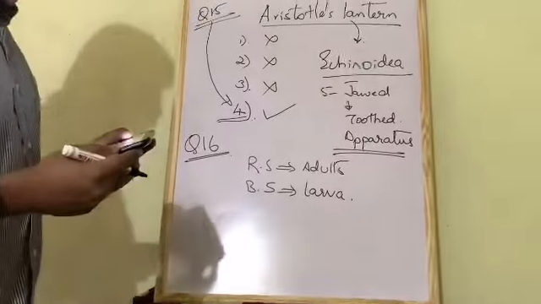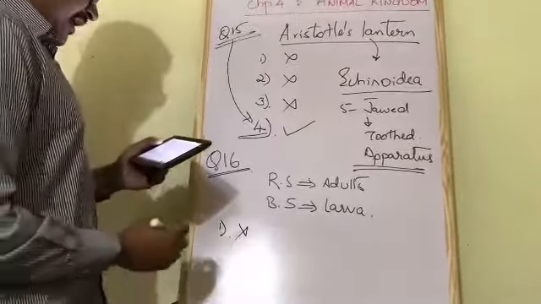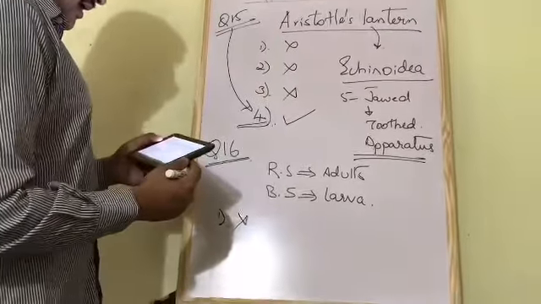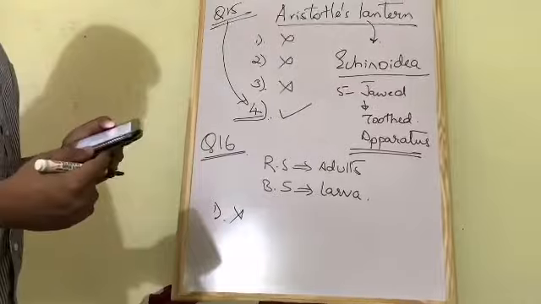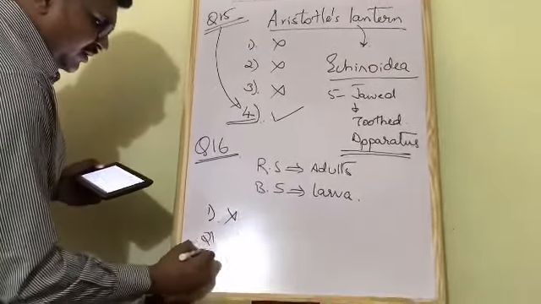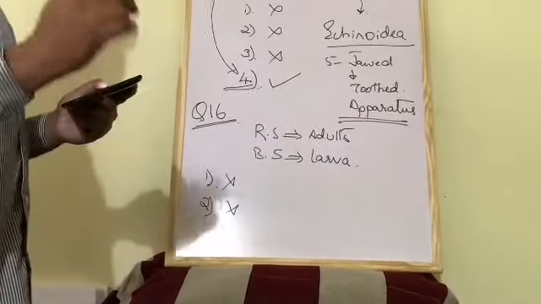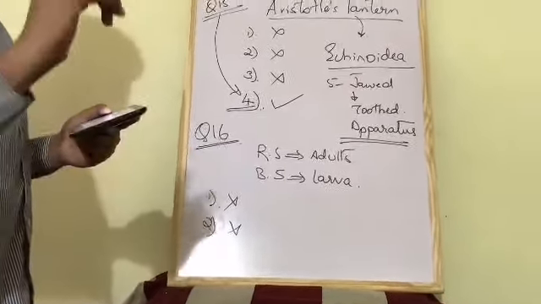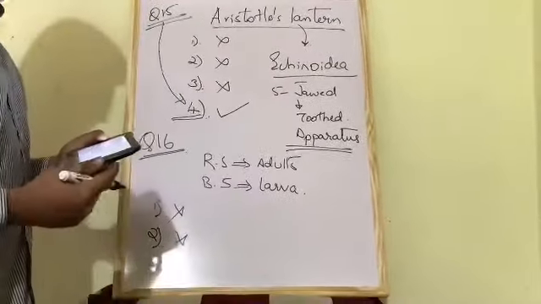The options are, first option, Porifera. Porifera is incorrect because Porifera adult is asymmetrical and larva is radially symmetrical. Next comes option number 2. Option number 2 is Cnidaria, which is also wrong because Cnidaria is radially symmetrical adult and radially symmetrical larva. So both adult and larva are radially symmetrical.